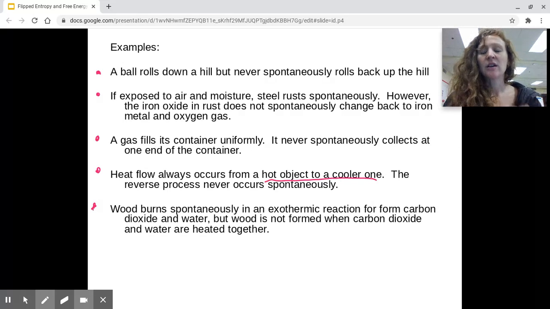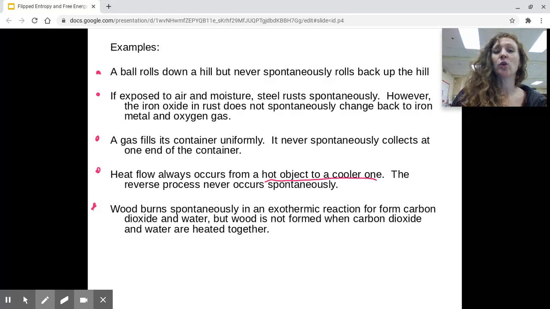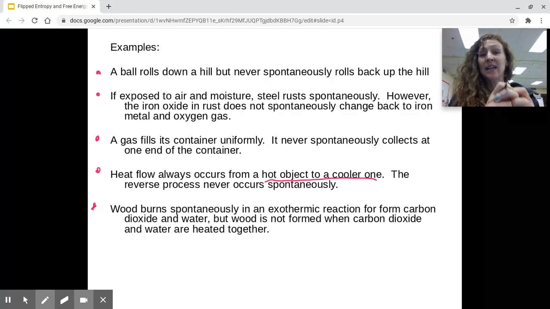First of all, the forward reaction is going to happen spontaneously. If you look at the reverse reactions of all of these things, they require an input of some sort. You have to input energy to move a ball back up a hill. You have to input energy in order to change rust and chemically separate it back out into its two components. You have to input energy in order to collect all the gas and compress it on one end of the container.